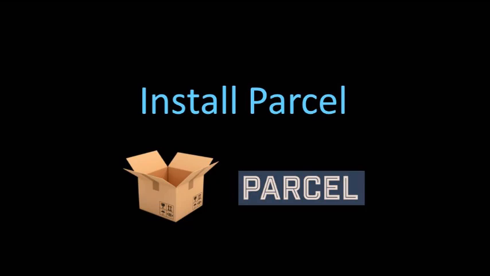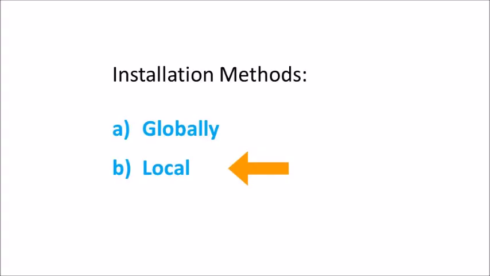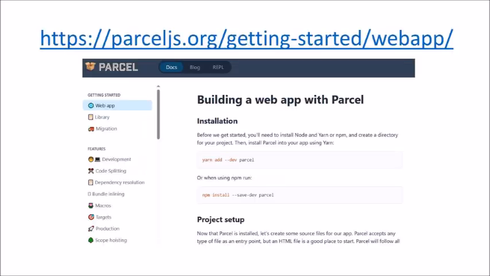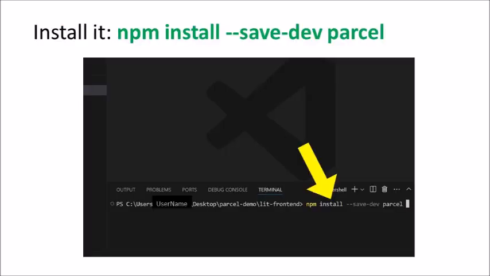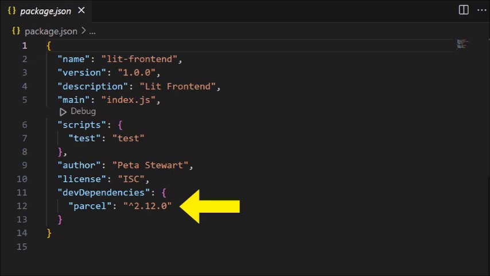Now we will install Parcel, the bundler. You can install Parcel globally if you wish to use it for a few different applications, but here we will just install it locally for this project. So following the instructions on parceljs.org, we will install it with this command, or you can use the short form of the command if you prefer. And note, don't use the Parcel Bundler, as this was the older version. So now we have Parcel inside of our dev dependencies.